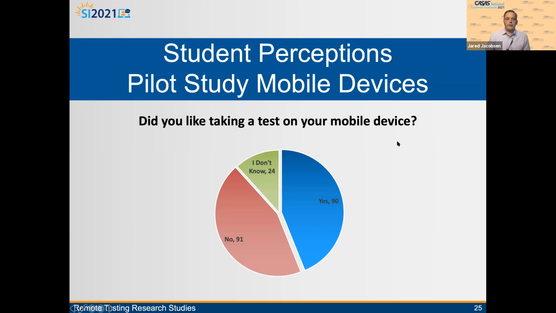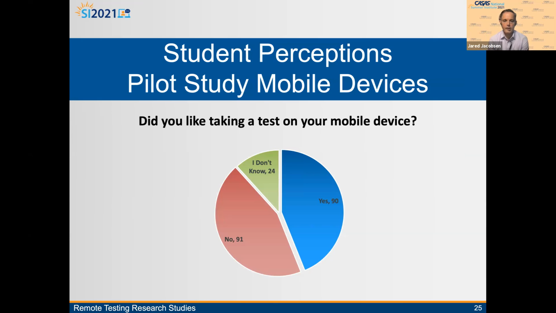So this is pretty interesting. Did you like taking a test on your mobile device? And it's almost 50-50 in the survey so far. So we can see yeses lost to no's by just 1 point. So it's 91 no's, 90 yeses, and 24 I don't know.